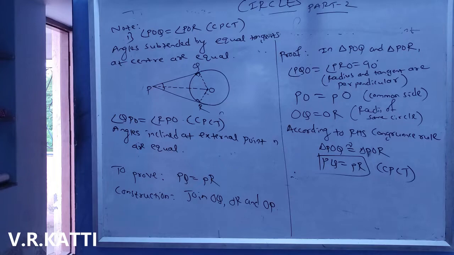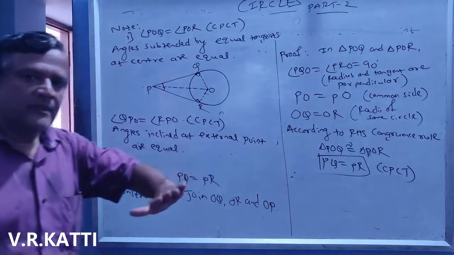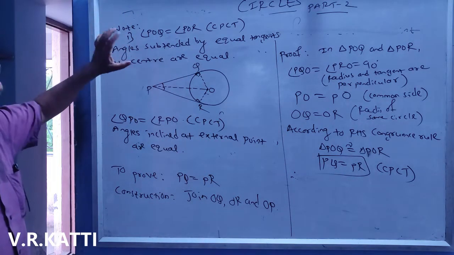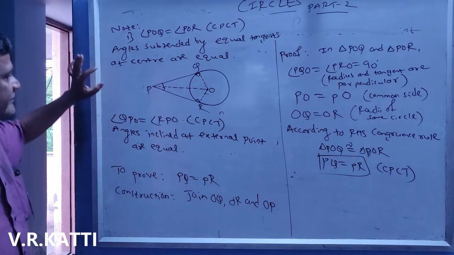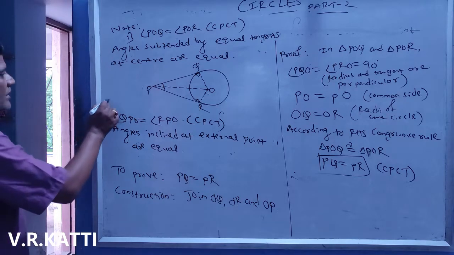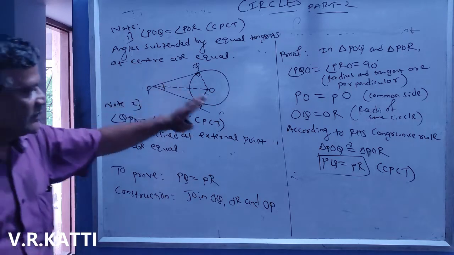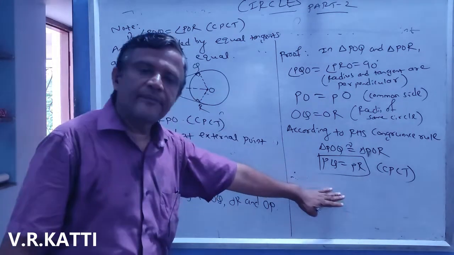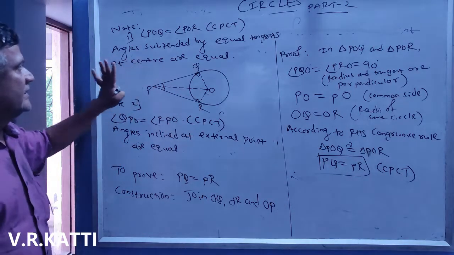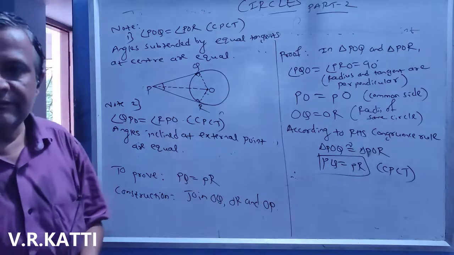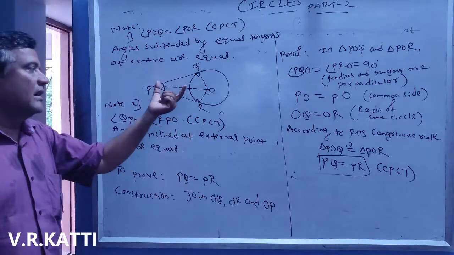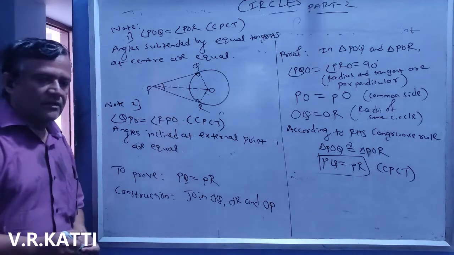Okay, students, I think you understood this theorem. It is a very simple theorem. Here, write the theorem up to PQ equals PR. I explained extra points, note 1 and note 2. These two points are extra, but you must write the theorem up to PQ equals PR. So this is the second theorem: tangents drawn from an external point to a circle are equal. PQ equals PR.